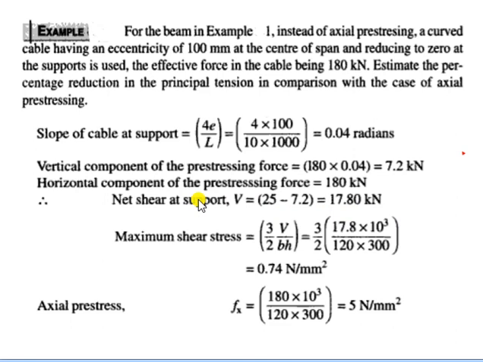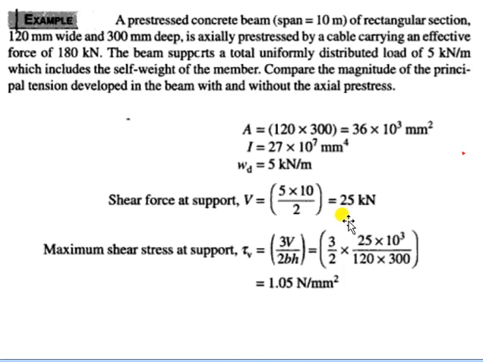Then the net shear force V is equal to 25 minus 7.2, which is equal to 17.8 kilonewton. So it is a curved cable. In a curved cable, the net shear force at the support V is equal to VL minus F sin alpha. But F sin alpha is equal to F alpha, therefore V is equal to VL minus P alpha. P alpha is the vertical component of pre-stressing force, that is P is 180 into alpha. So P alpha is equal to 7.2 kilonewton and VL is 25, that is WL by 2.